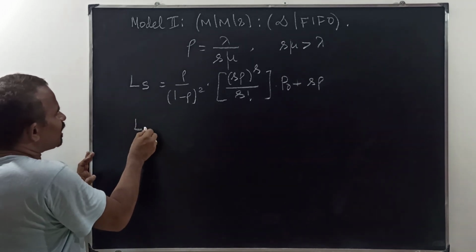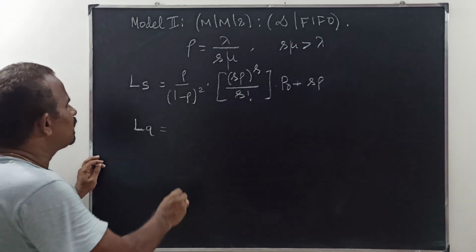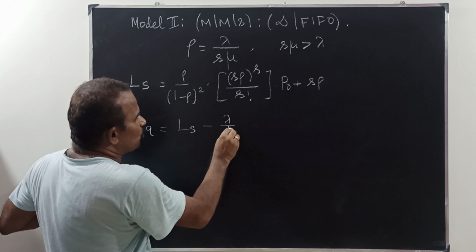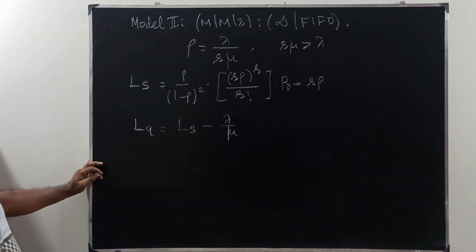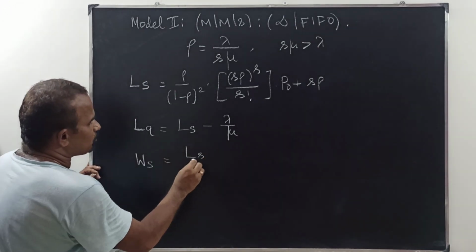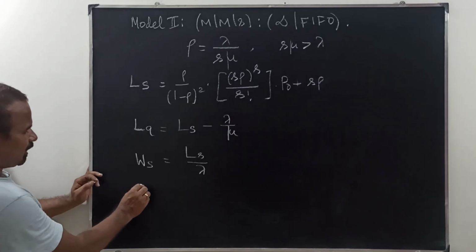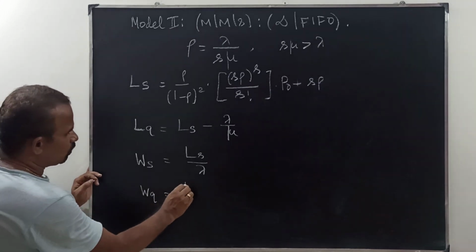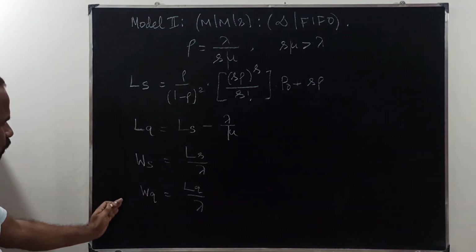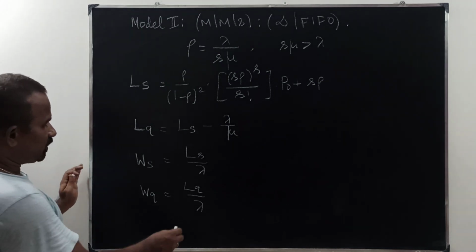Then the length of the queue Lq is equal to the length of the system minus lambda by mu. Ws is equal to Ls by lambda, and Wq is equal to Lq by lambda. These four formulas are called Little's formulas.